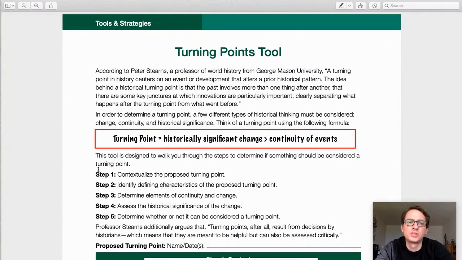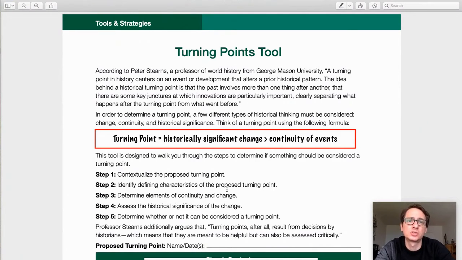Just below this, we can see the 5 steps of the process, and today we are going to be looking at step 1, which requires the contextualization of the proposed turning point. Because this might be one of the first lessons of the course, it's imperative that you not only make clear and succinct connections to the work they did in the previous year in global, but also remind them of the skills that they already possess.